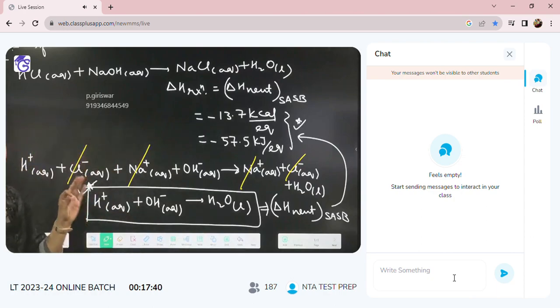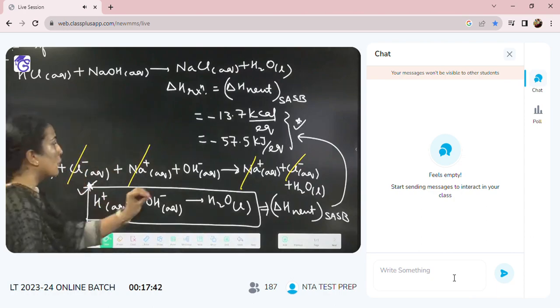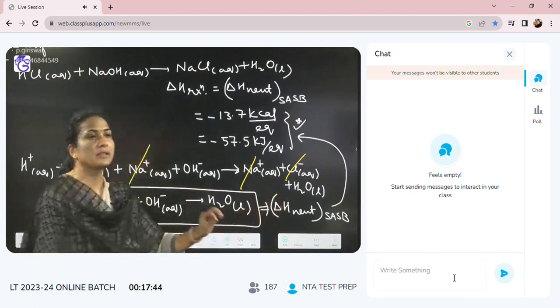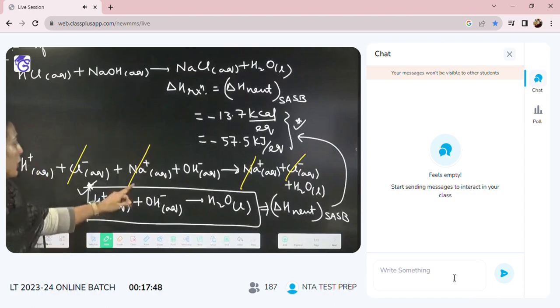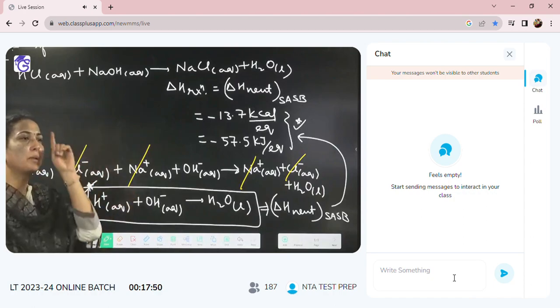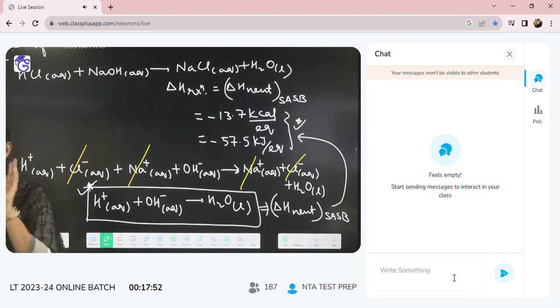Is there any doubt to anyone in this? So from now onwards, whenever I write delta H neutralization, strong acid, strong base, it means I am referring to this reaction where H plus plus OH minus gives you H2O. Is there any doubt to anyone? Please write it down, then we'll proceed further.